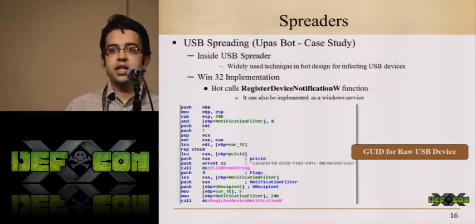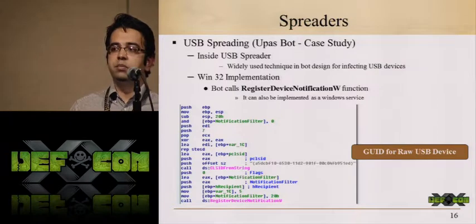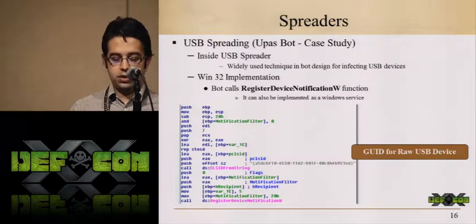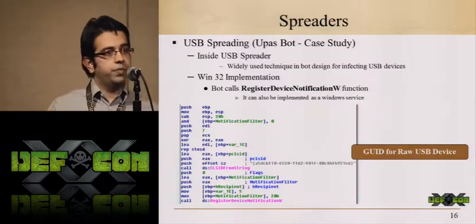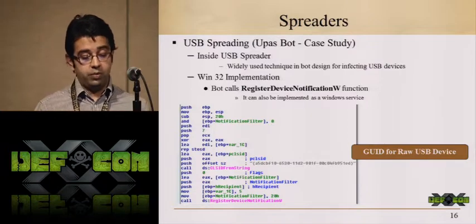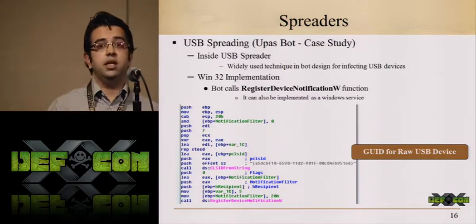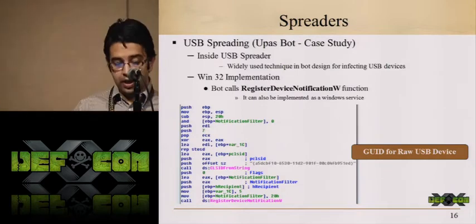We were analyzing the UPass bot, a new upcoming breed of botnet, and it's pretty sophisticated. They have implemented a pretty good spreader called a USB spreader. This technique worked previously, but it's still working fine, and they have implemented it really well. We'll show you through this case study how we can build signatures very easily.